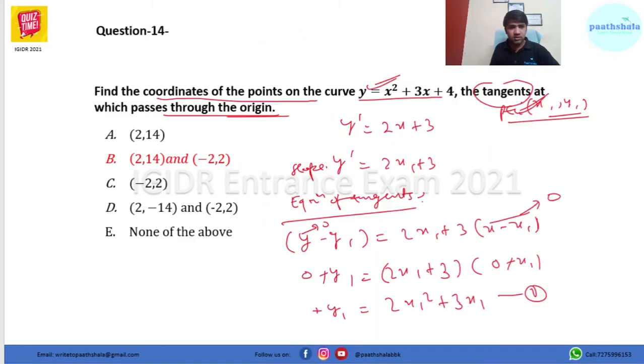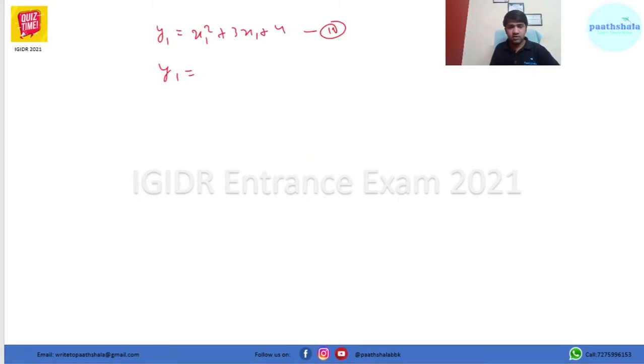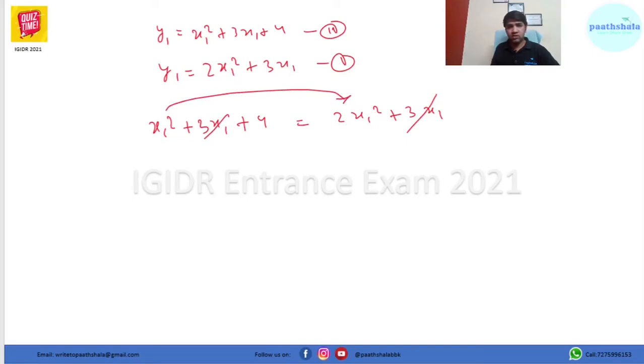Okay, let me question. So 2x1 square plus 3x1. Now equate both these equations. So this will come out to be x1 square plus 3x1 plus 4, and this will come out to be 2x1 plus 3x1. Now 3x1 and 3x1 gets eliminated. We can transfer this x1 square to the right side. That will come out to be x1 square equals to 4. So x1 will come out to be plus minus 2.